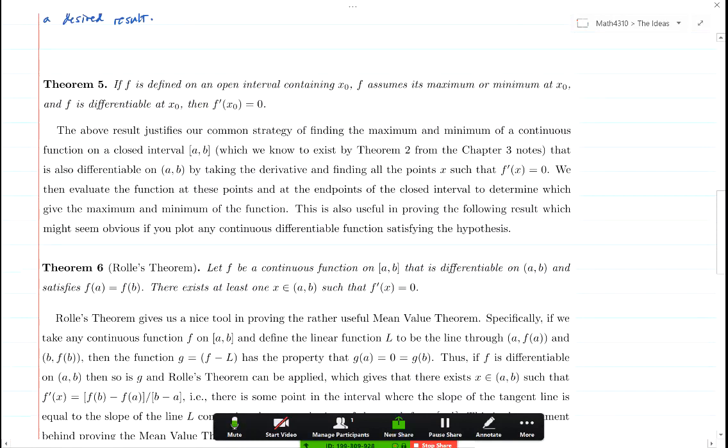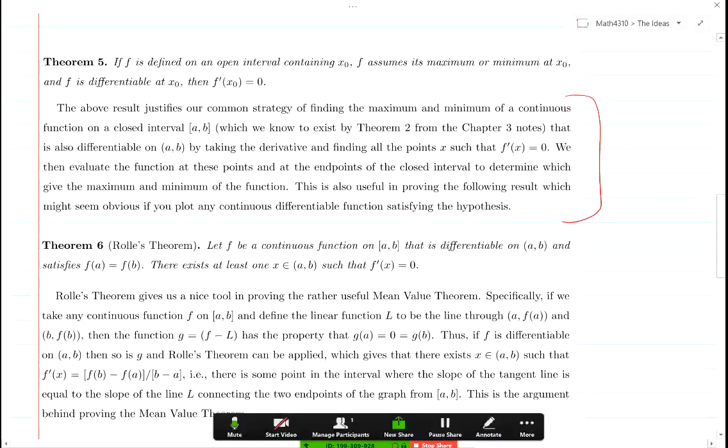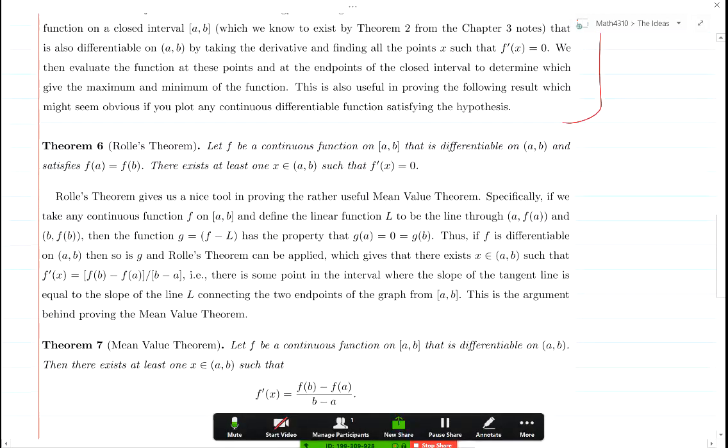So theorem 5 here is: if f is defined on an open interval containing x naught, f assumes its maximum or minimum value at x naught, and f is differentiable at this point, then its derivative is equal to 0. This is one of those things that we call a critical point from back in calculus. This result justifies this common strategy of differentiating functions to find all the critical points and locate the maximums, to do optimization problems using calculus. So that is also useful in proving the following result.